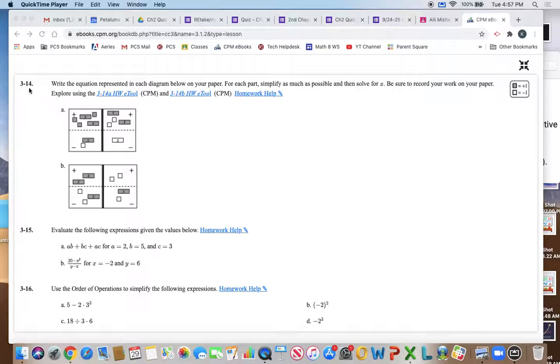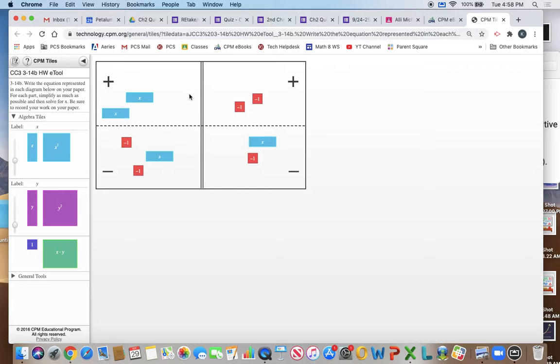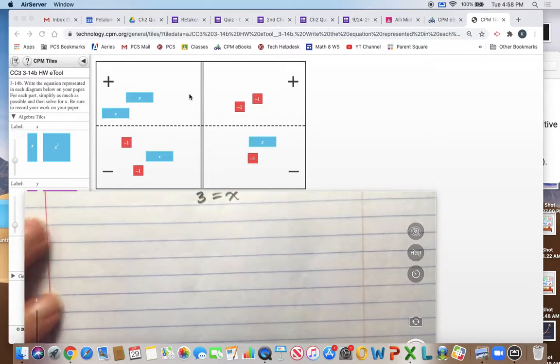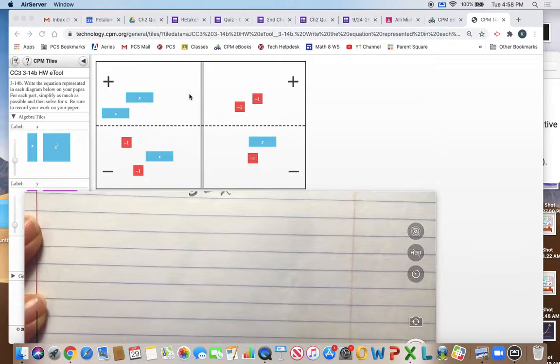Okay, now we're going to look at 3-14b. And since we have this handy dandy tool here, we're going to use that. Just to review, we're supposed to write the equation for each mat, and then we'll simplify and solve for x. So let's get the tool up, and then let's get our piece of paper up. Okay, let me get that organized.